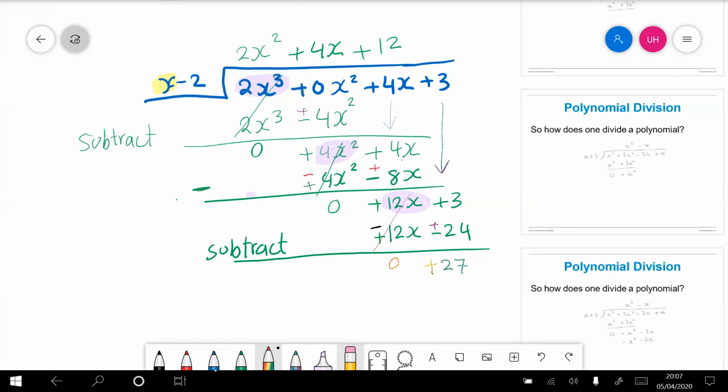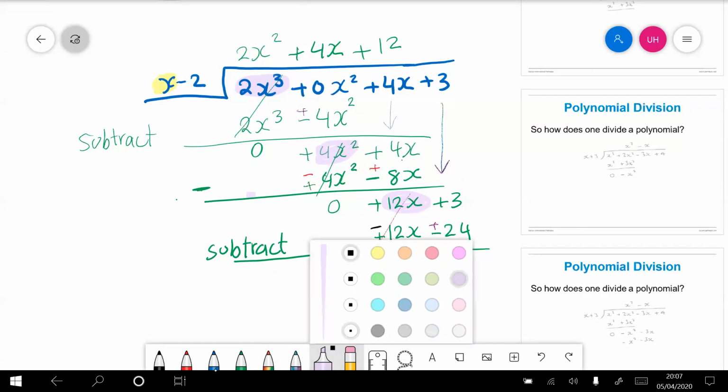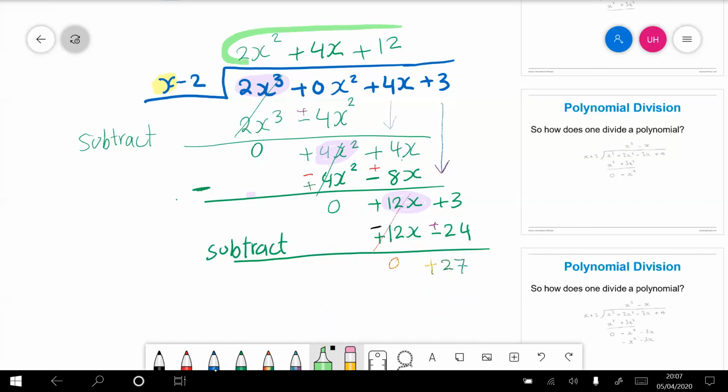Okay, and that's it. So the quotient here is the top number. I'm going to shade it in green. The quotient is 2x squared plus 4x plus 12. And the remainder is the 27 at the bottom.